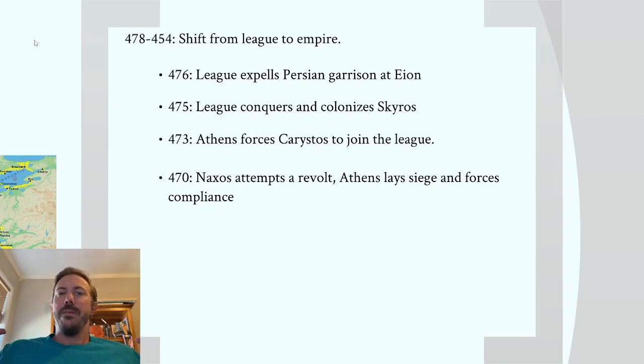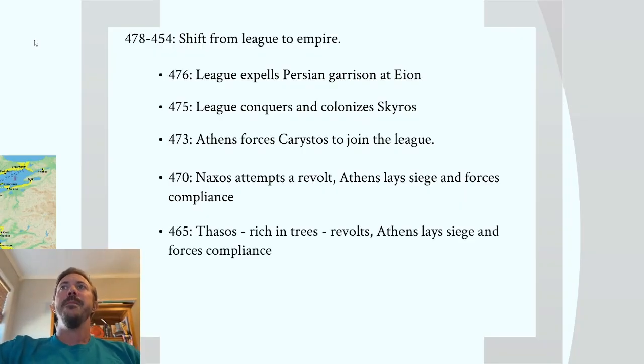So Athens brings its boats over to Naxos and says, no, you may not revolt. And so they force compliance and they force a tribute to the League. Thasos, another city-state, an island, rich in trees, revolts. Athens lays siege and forces compliance once again. So by 465, the Delian League is no longer a free alliance.